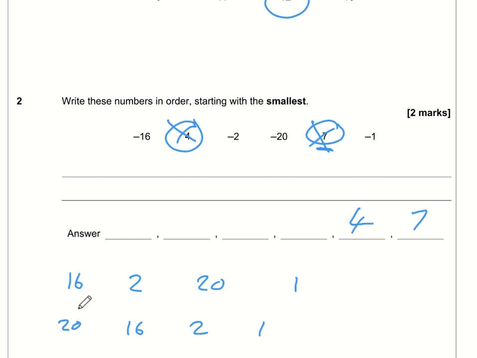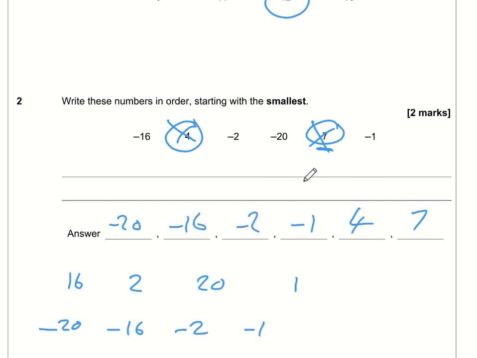This is the descending order for positive numbers. So therefore this is the ascending order for negative numbers. What that means is that -1 is greater than -20. So -20 is the smallest, then -16, -2, then -1.